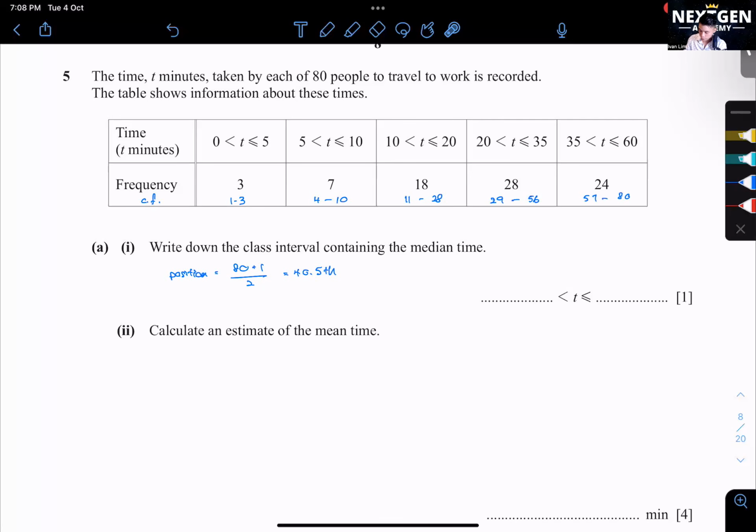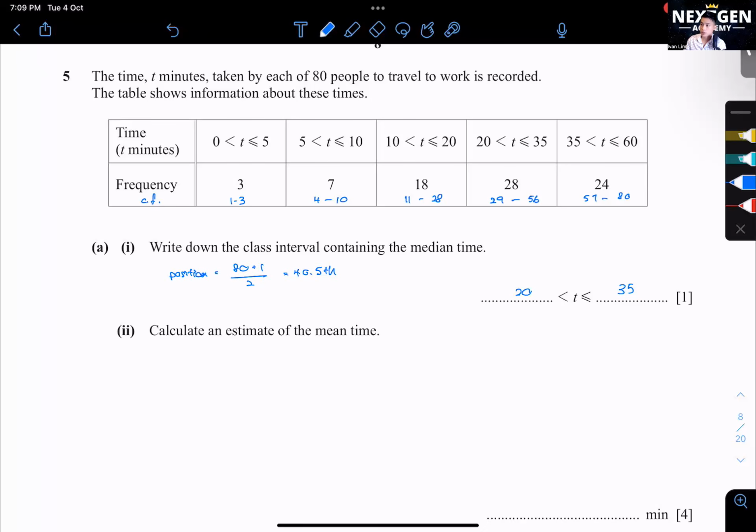The 40.5th position will be over here, you see, because the 29th to the 56th position will be here. Don't just take the middle one. So over here, the 20 to 35 seconds.